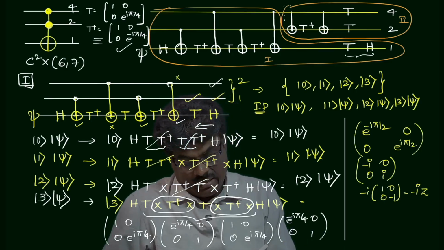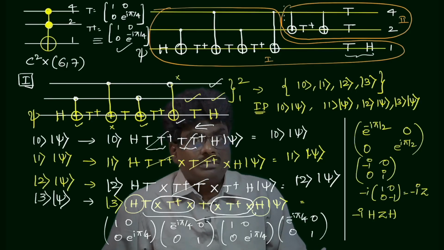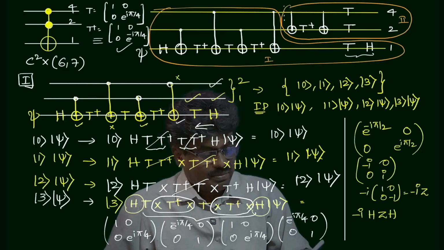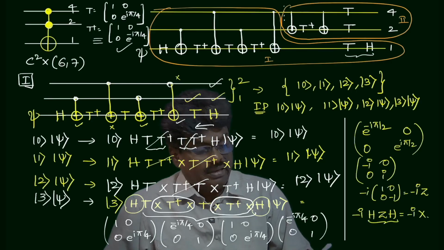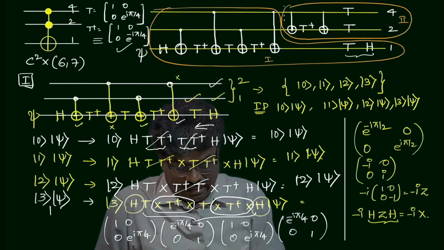So finally here you have H and here you have H. So minus i outside, H Z H, which is nothing but X. So this is minus i X. So finally the answer is this: 3 psi becomes minus i 3 X psi.